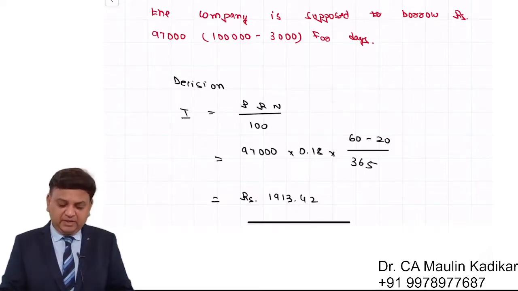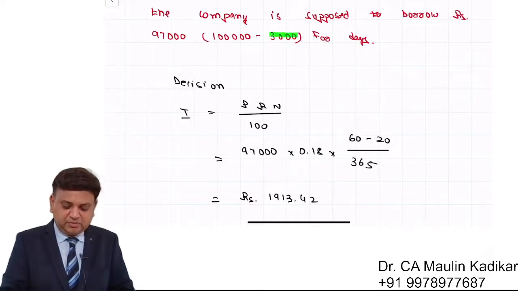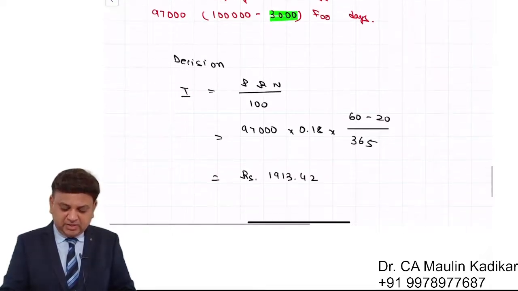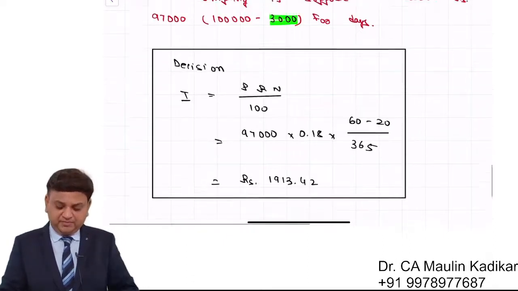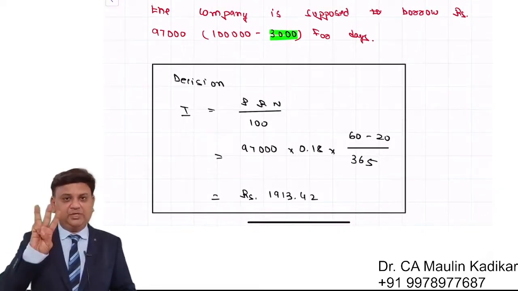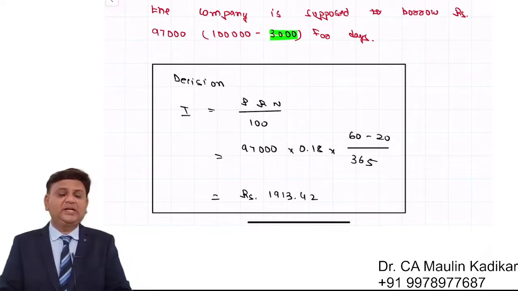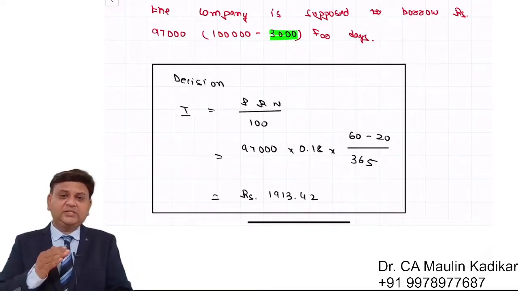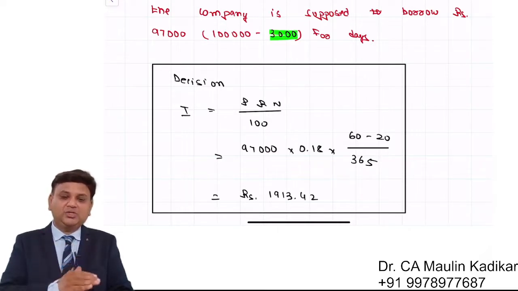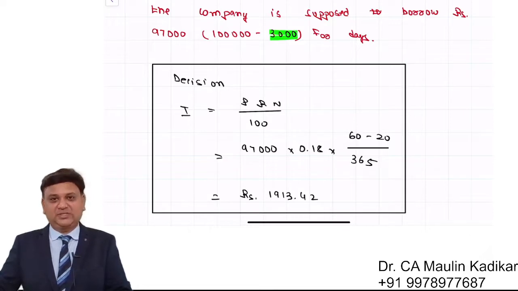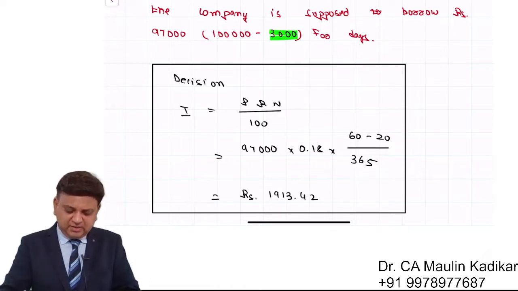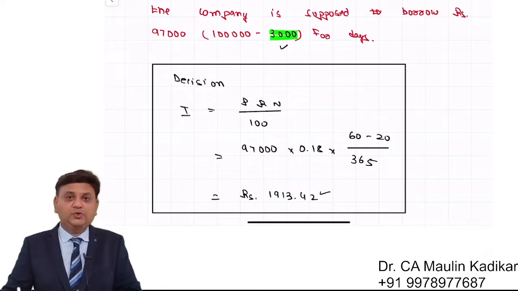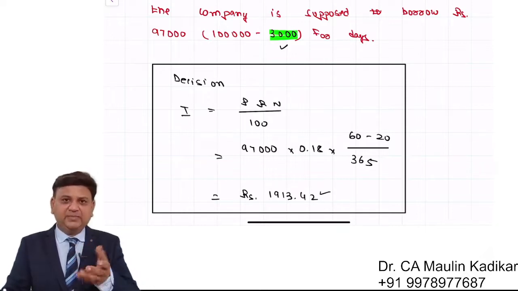This interest cost will be compared with the advantage of availing the cash discount. We are required to make a comparison of the cost of interest and the advantage of the cash discount. The advantage of the cash discount is an amount of 3,000 and the interest cost is 1913.42. Since the advantage of the cash discount is more in comparison to the cost of interest, the company should avail the discount. So the answer is that since 3,000 exceeds this, we should take the advantage of the discount.